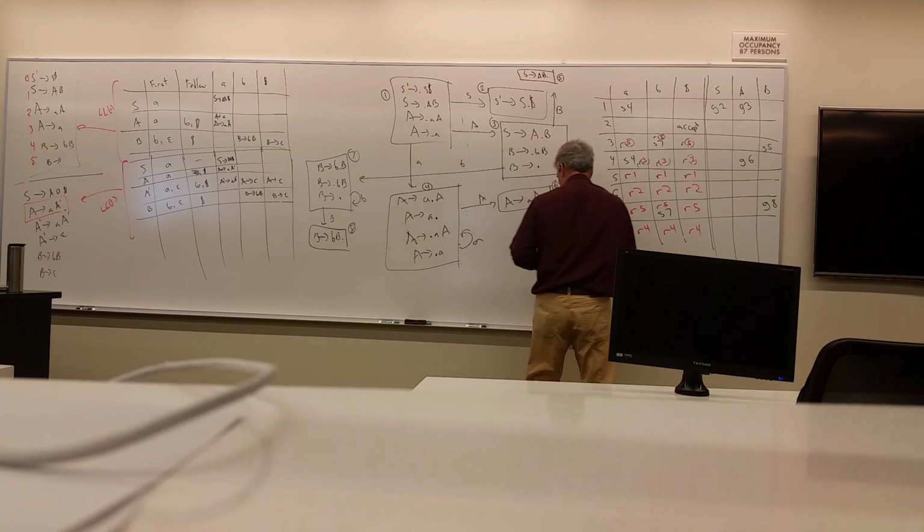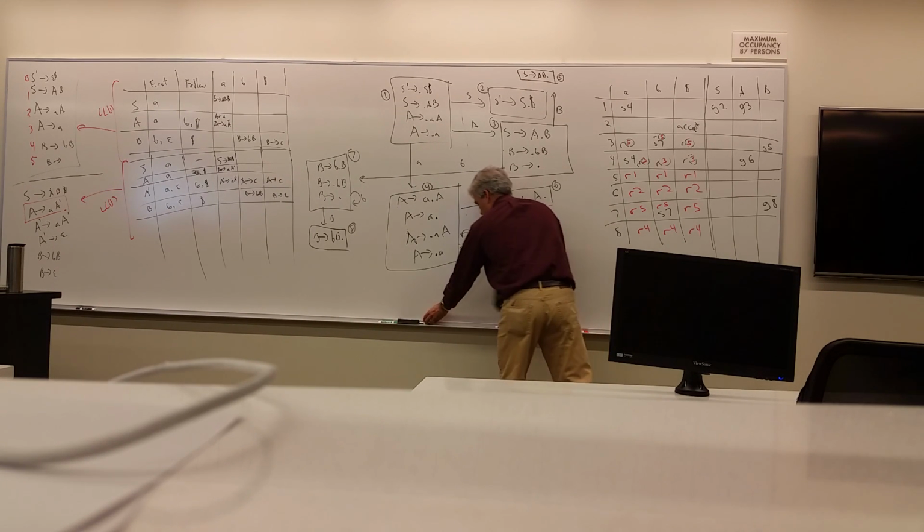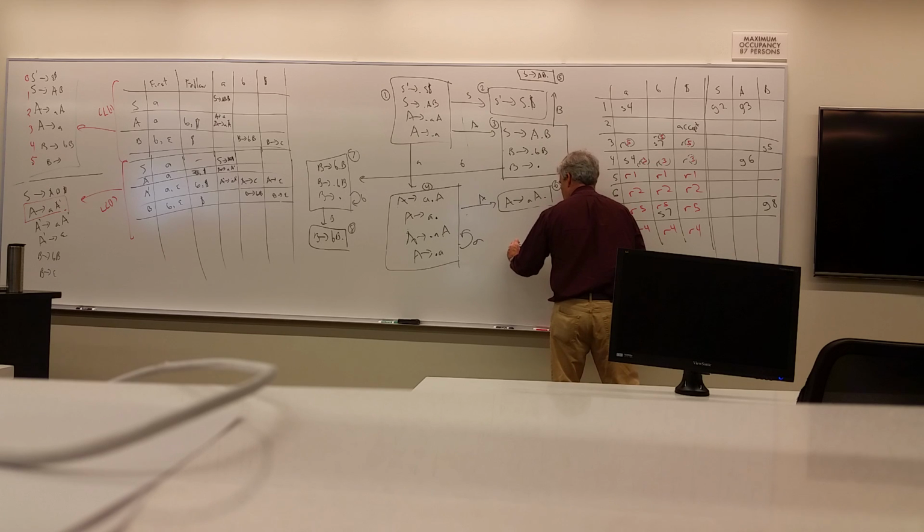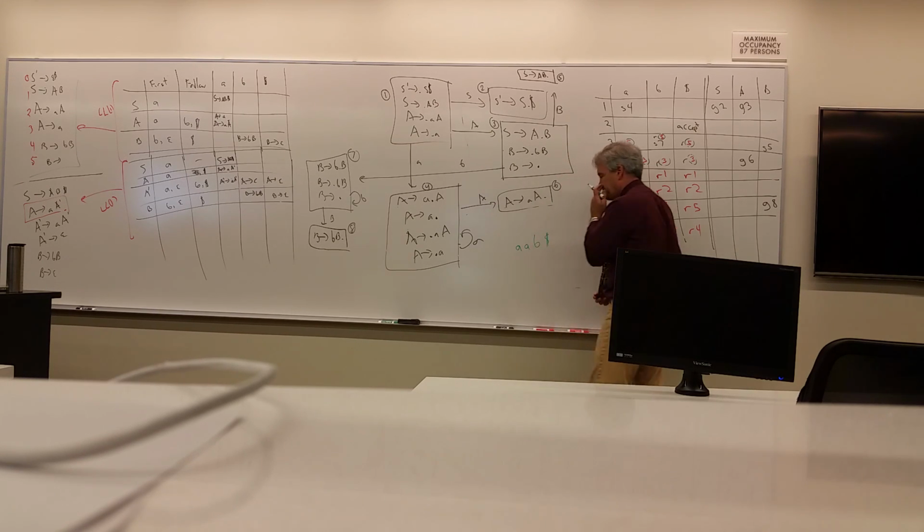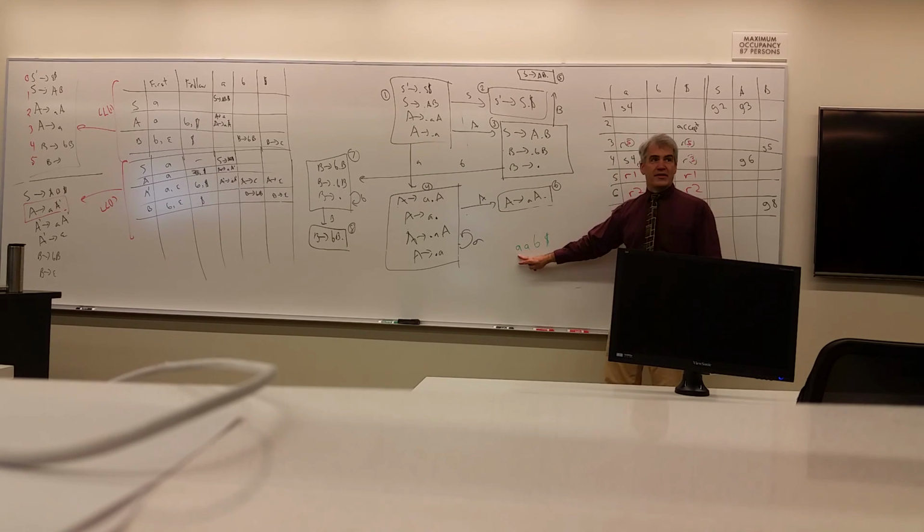My input is a, b, $. I shift this lowercase a, right? And then if I reduce this lowercase a to an uppercase A, I can't deal with this other lowercase a here.